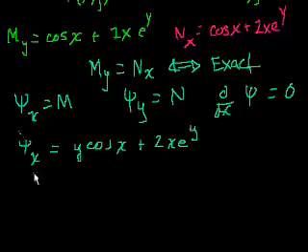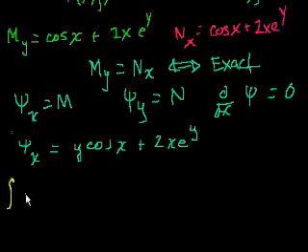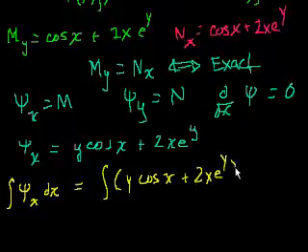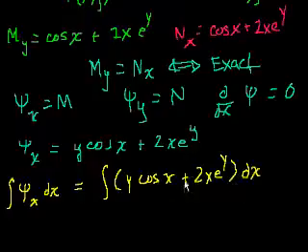So let me just write that down. The partial with respect to x, we're going to integrate with respect to x. That is going to be equal to the integral of this whole thing with respect to x, cosine of x plus 2x e to the y. We're integrating with respect to x. And normally when you integrate with respect to x, you'd say, okay, plus c, right?